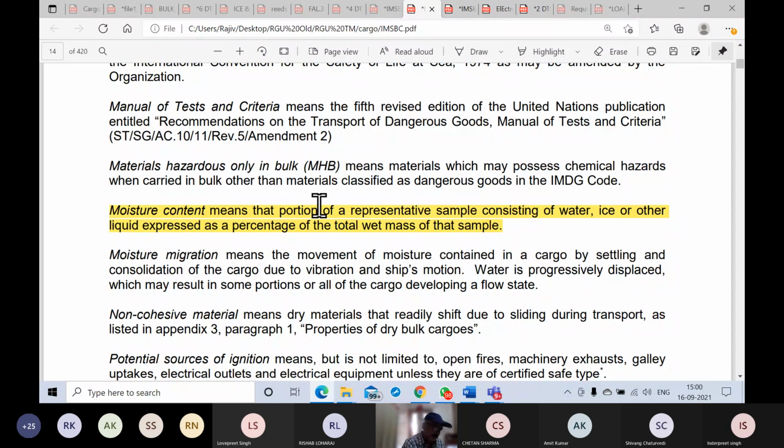For example, a simple cargo like wood chips is also classed MHB. It is hazardous when in bulk. One wood chip is not hazardous, but when carried in bulk, it is hazardous. It is classed MHB, the wood chips.